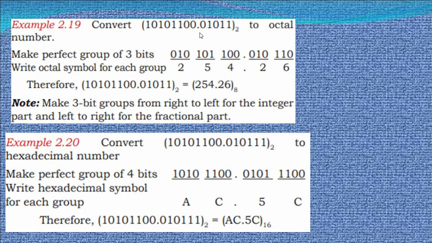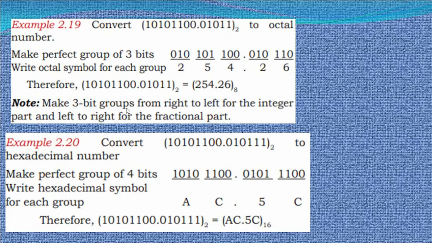And after the decimal place, we move from left to right. Remember this, that we always move from left to right after the decimal place. Note this down. So for 3 bits, 0, 1, 0. Then we write this down. Then 1, 1 we're given, but we want to make perfect groups of 3 bits each, right? So we add 0 after 1, 1. Then we write the octal symbols using the table which I had shown earlier. And then we just simply write down the answer.